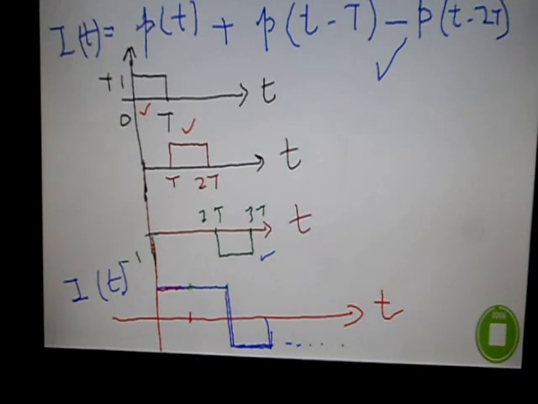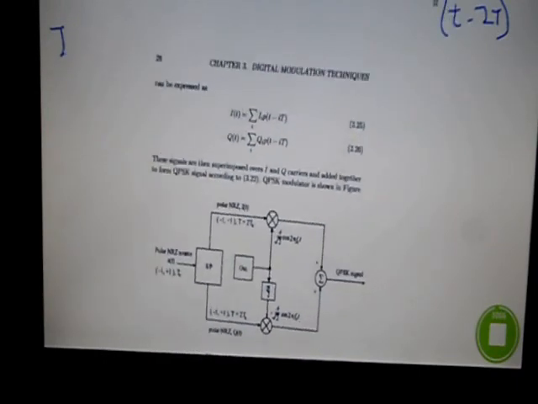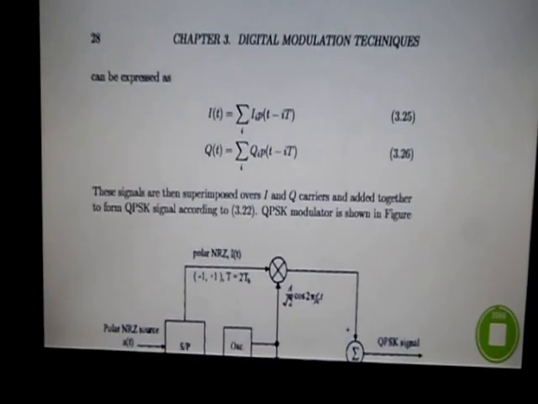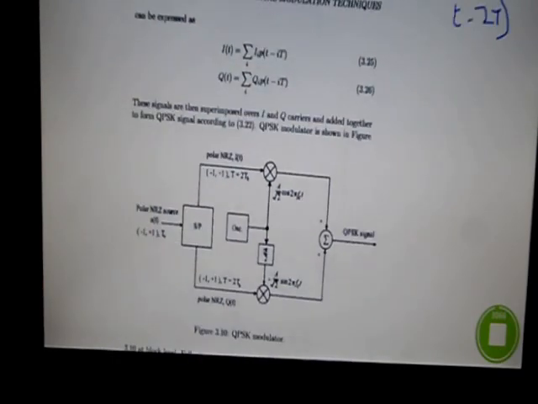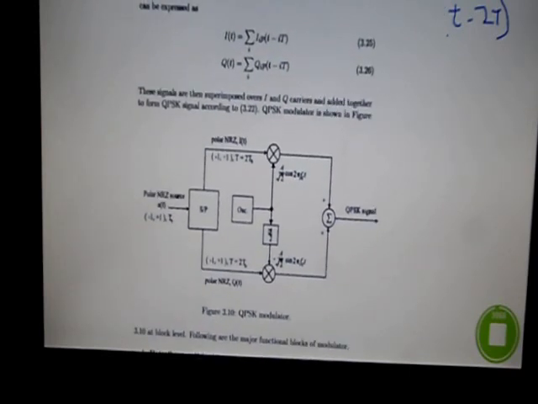The same notation is used for Q of t. Let me specifically write it for you. If you observe your Q of t, equation 3.26 is the notation for Q of t. So the notation for Q of t and I of t should be clear.